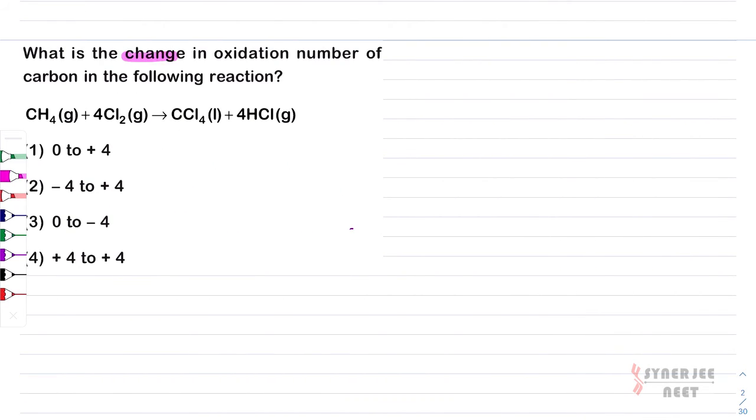What is the change in oxidation number of the following? Of carbon only they are expecting. So here carbon is in CH4 and here carbon is in CCl4. In CH4, hydrogen oxidation state in general is +1 in its compounds. So let's take carbon as X. Therefore X plus 4 into plus 1 is equal to the charge of the molecule, which is 0. So by taking oxidation state of carbon as X and H as +1, you will get oxidation state of carbon as -4.